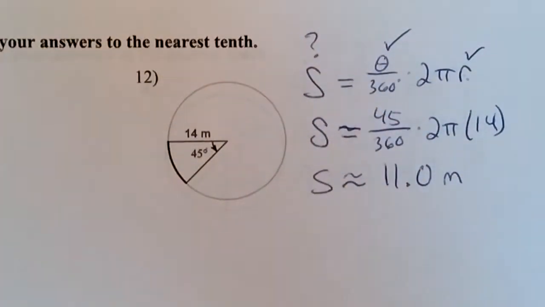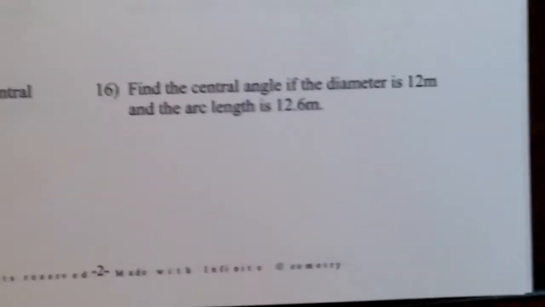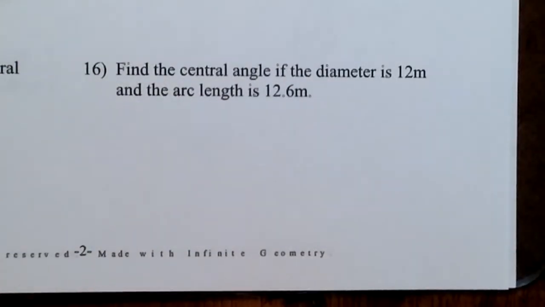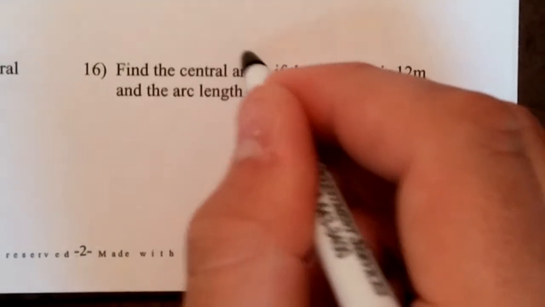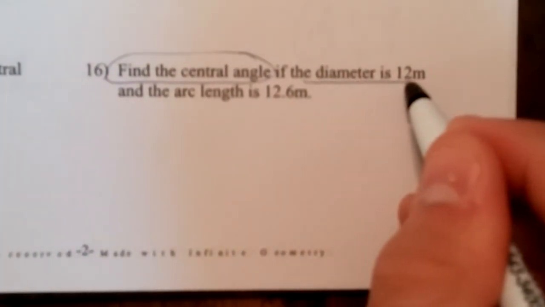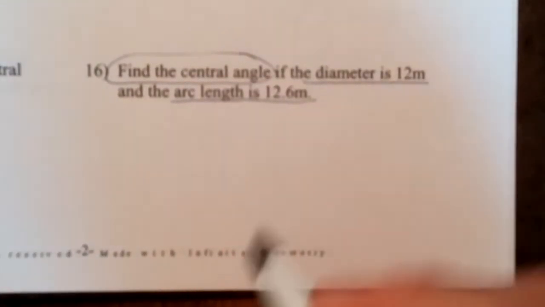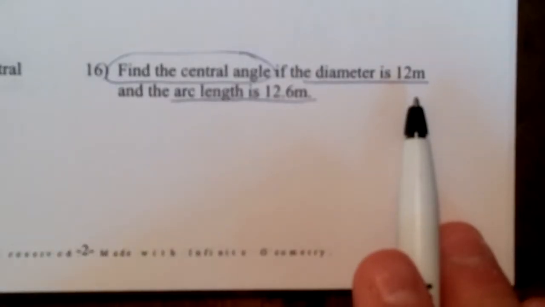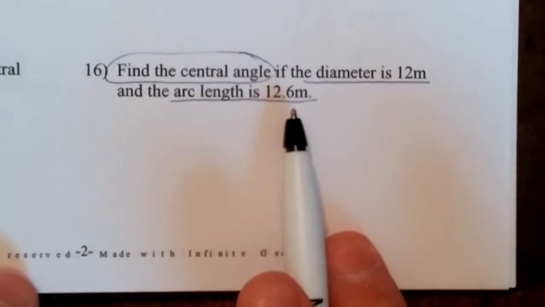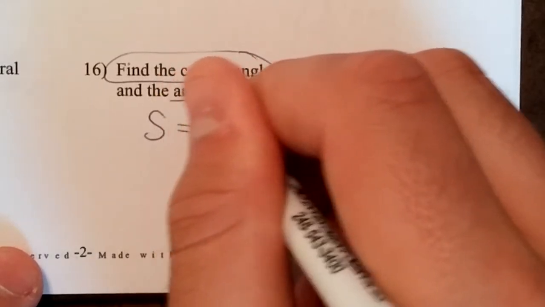Let's do another example where they give us different initial information and we're trying to solve for something else besides arc length. So look at number 16. It says find the central angle if the diameter is 12 meters and the arc length is 12.6 meters. So the diameter is 12 meters and the arc length is 12.6 meters. So we're going to rewrite the equation. We're going to mark what we have and what we don't have.